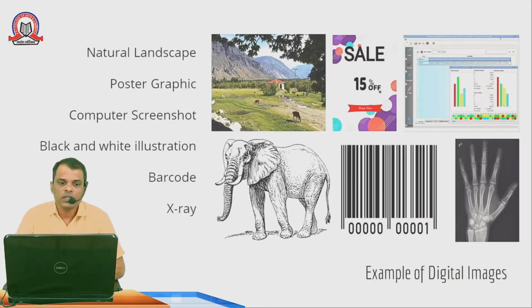These are some examples of digital images. The first one is a natural landscape, then there is a poster graphic, then a computer screenshot, a black and white illustration, a barcode, an X-ray. These are different examples of digital images. Fine. Now these images are made up of pixels. So when you want to store these images in your computer, some numbers are assigned to each pixel, and those numbers get stored in a two-dimensional array. So actually this image is stored as a two-dimensional array.